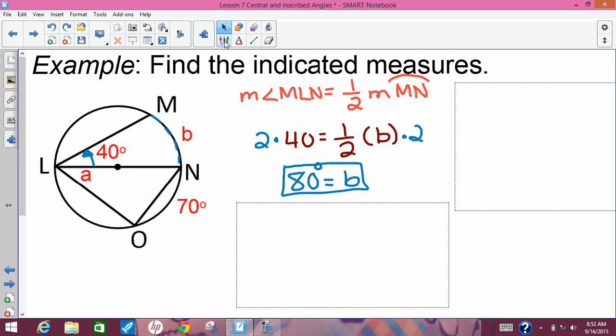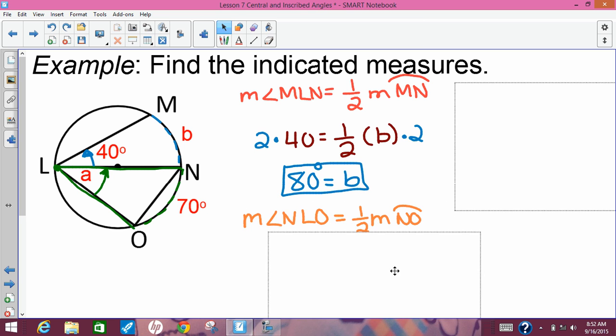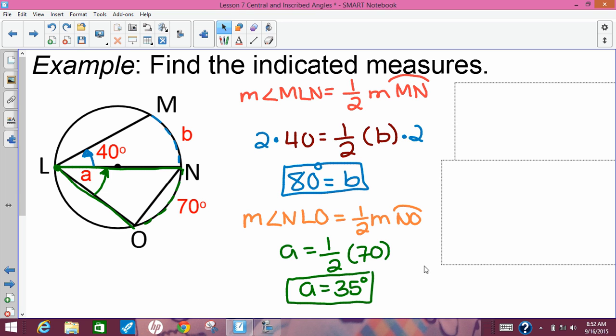To get A, you see that A is an angle that has a vertex L on the circle and sides LO and LN, and it corresponds to this arc of 70 degrees. So we can plug 70 into our formula, and you get that the measure of A is 35 degrees.